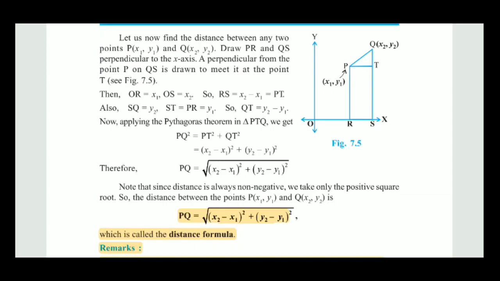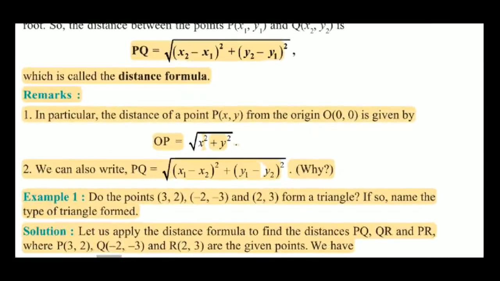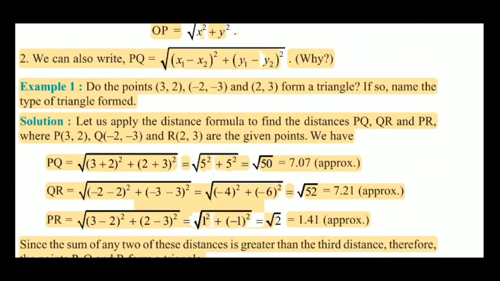Before starting exercise 7.1, students, you will write down the distance formula. Let the points be P and Q, and the coordinates of P are x1 and y1, and the coordinates of Q are x2 and y2. Then you can see in the yellow box PQ is equal to under root (x2 minus x1) whole square plus (y2 minus y1) whole square, and this formula is known as the distance formula. We will use the same formula again and again in exercise 7.1. Now I am going to solve the first example of 7.1.